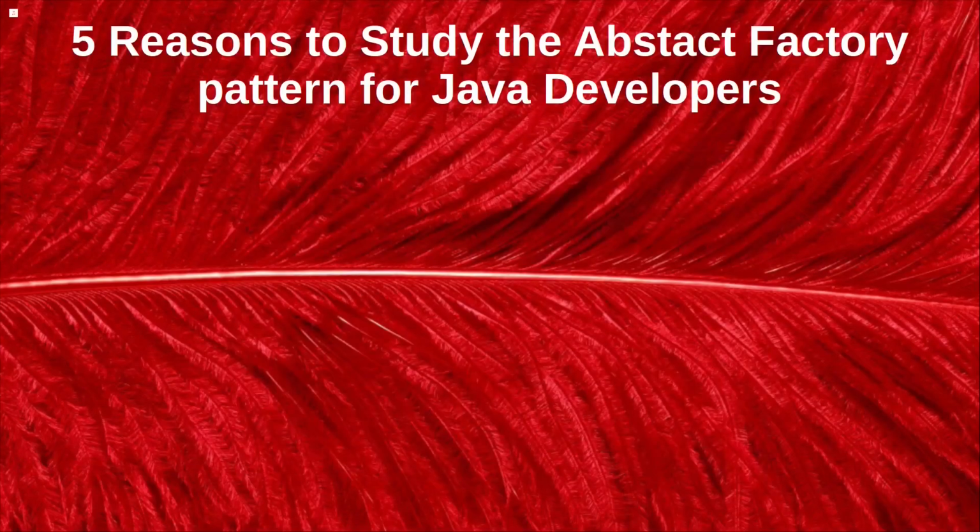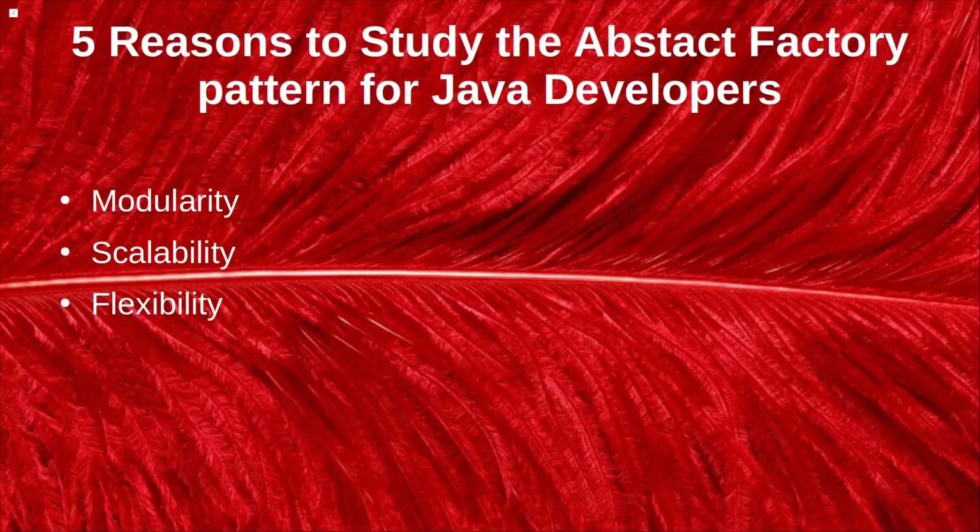5 reasons to study the Abstract Factory pattern for Java developers. Modularity encourages code that's easier to maintain by abstracting object creation for UI themes or database drivers. Scalability enables building complex systems like GUI frameworks where object families must evolve without breaking code. Flexibility supports switching between different product variants, for example different OS widgets, with minimal code changes. Consistency helps ensure that Java components from the same family are used together, avoiding incompatibility bugs. Testability facilitates mocking dependencies in unit tests by abstracting object creation behind factory interfaces.